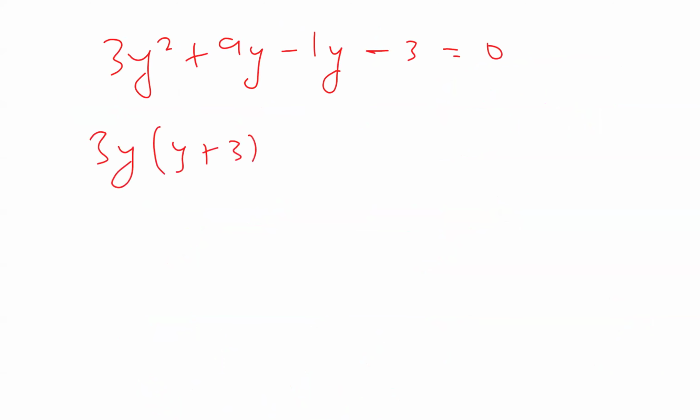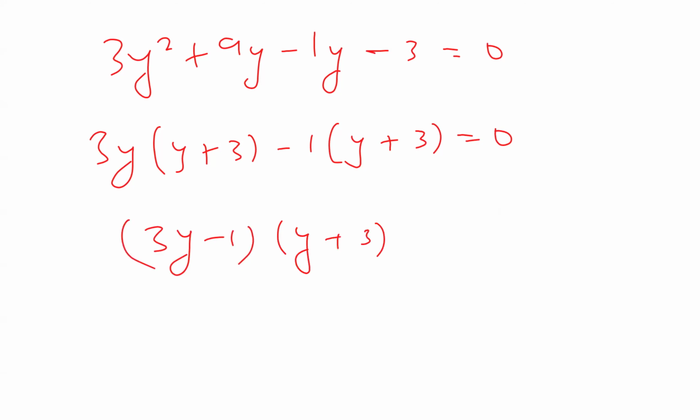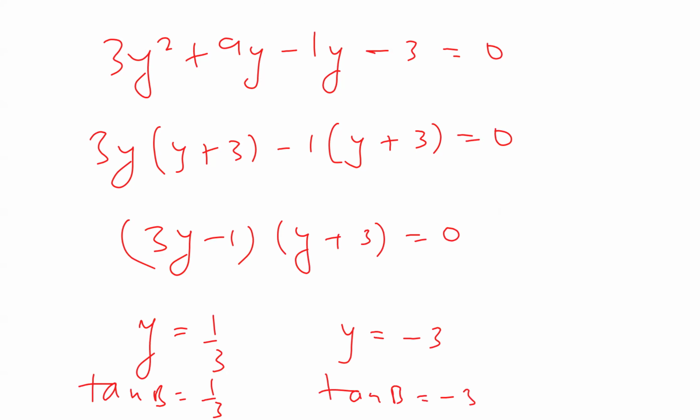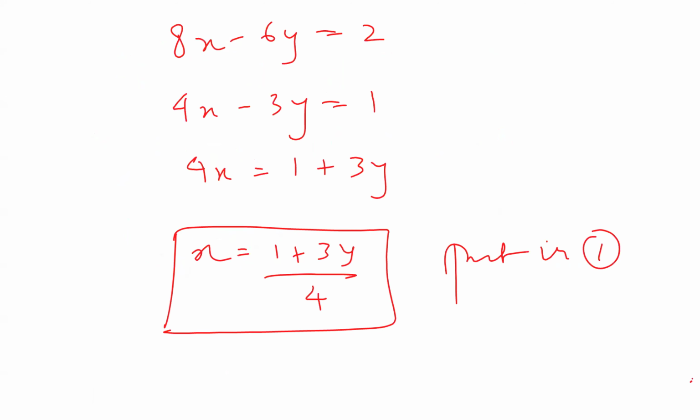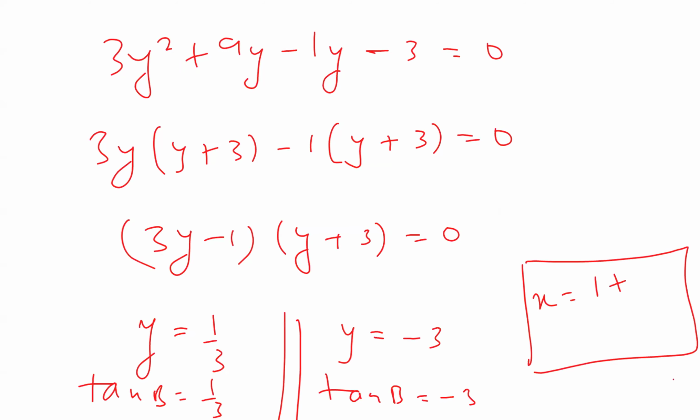3y into y plus 3, minus 1 into y plus 3. So 3y minus 1 into y plus 3 is equal to 0. y is equal to 1 by 3. y is equal to minus 3. So tan B can be 1 by 3 or tan B can be minus 3. Okay. Now we know x is equal to 1 plus 3y upon 4.